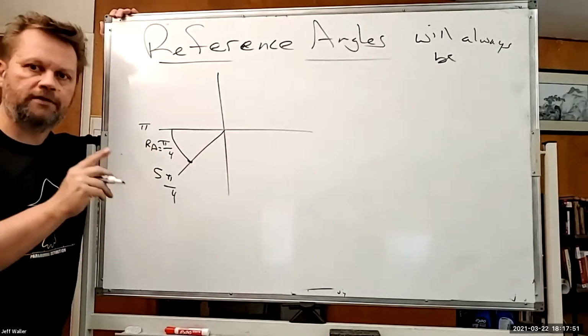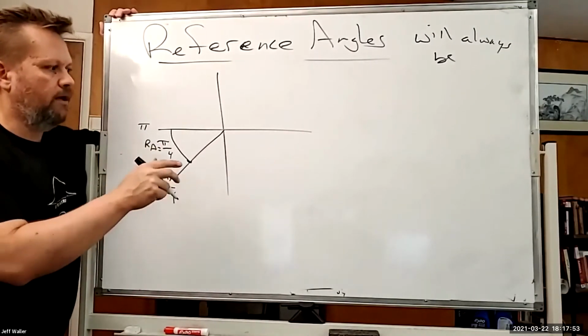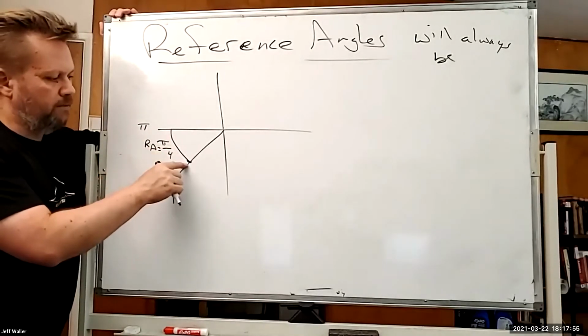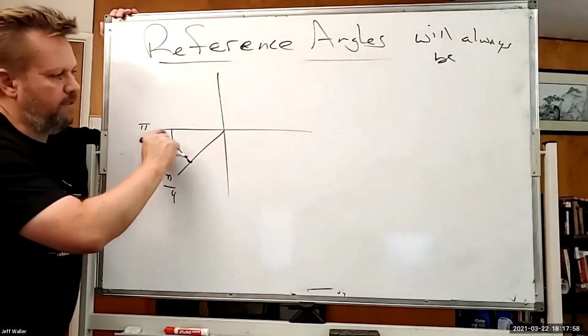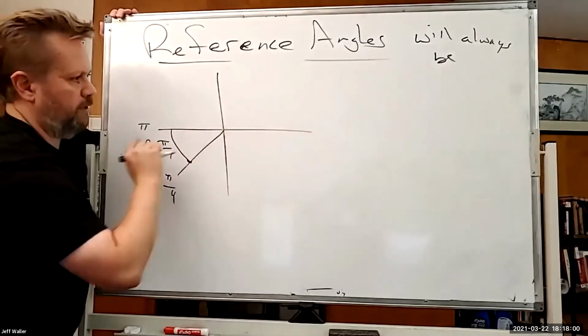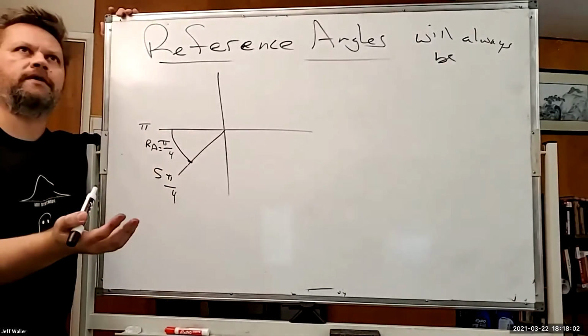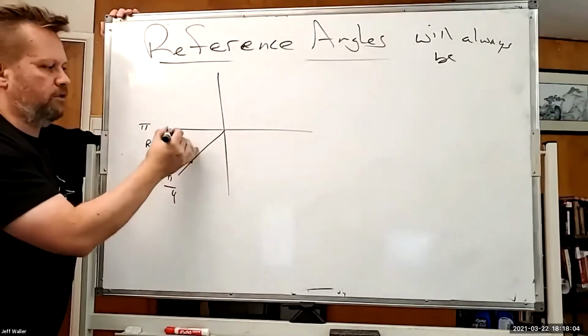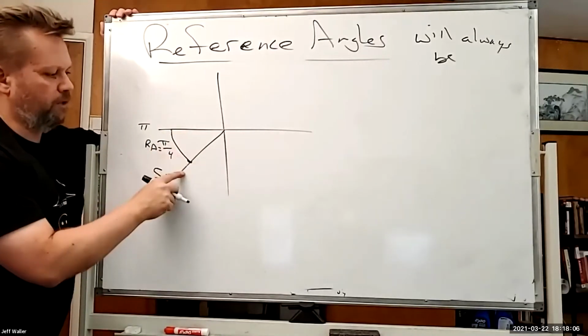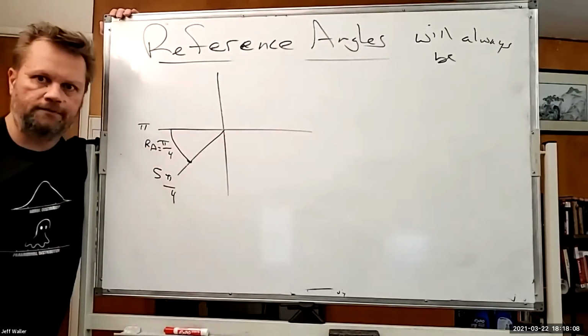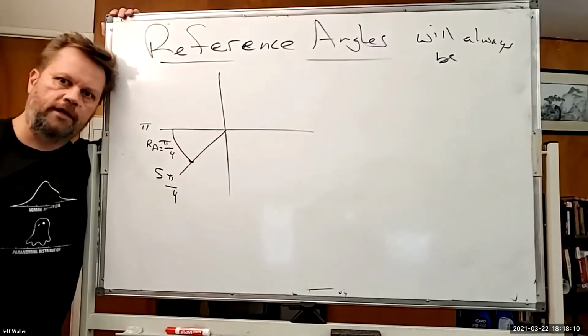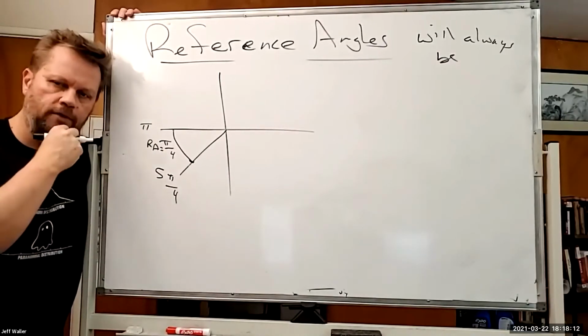Okay, so the reference angle is simply the angle measure between where you are and the closest you are to the x-axis. There's got to be a better way to say that. It's the shortest angle measure between where you are and the x-axis. That's what the reference angle is. Okay.